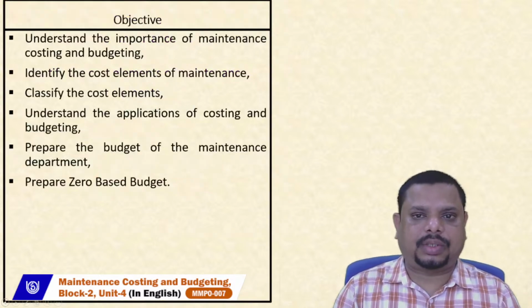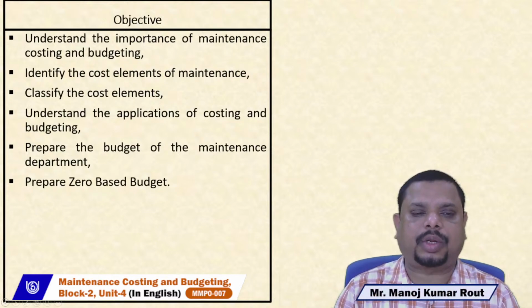So the objective of this session is to understand the importance of maintenance costings and budgeting. Point 2, identify the cost elements of maintenance. Point 3, classify the cost elements. Point 4, understand the application of costings and budgetings at department level and sub-department level. Then prepare the budget of the maintenance department. And the last objective we have is to prepare zero-based budgets.